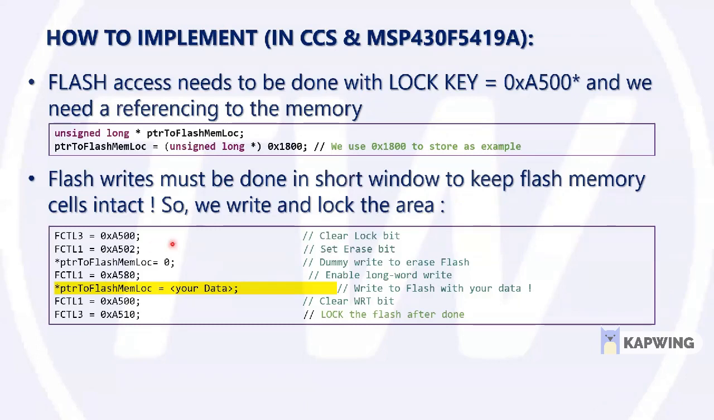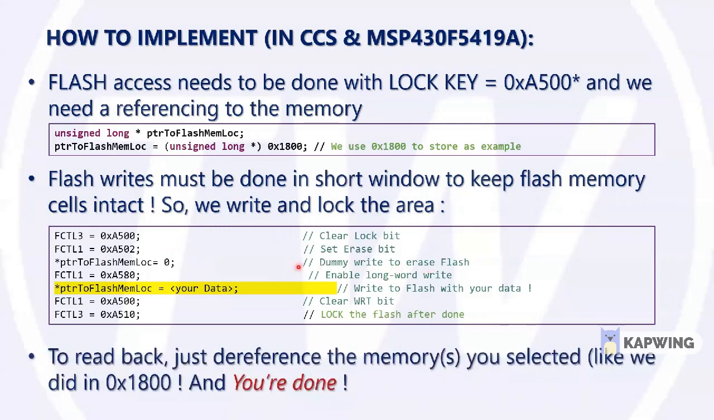So we first clear the memory area, and then we enable the long write mode. In the long write mode, we can save any 32-bit data, and after the data is pushed into the memory area, you immediately lock the flash. So once you have written to your memory area, you just dereference it like a pointer, and you're done. It's that simple. Nothing much great that you have to do.